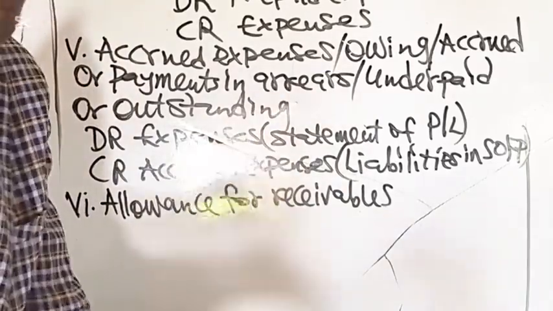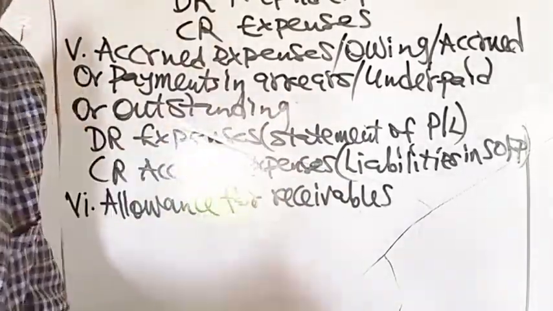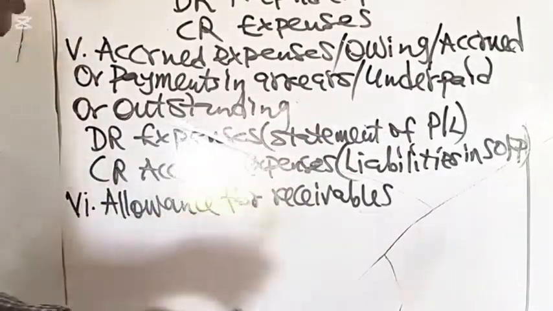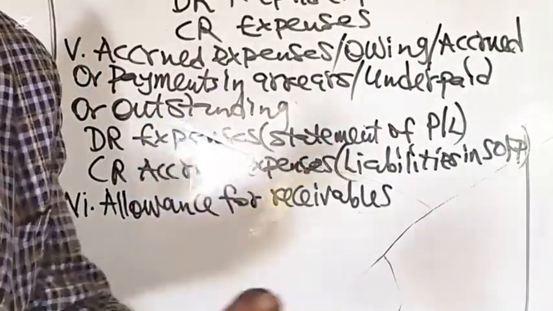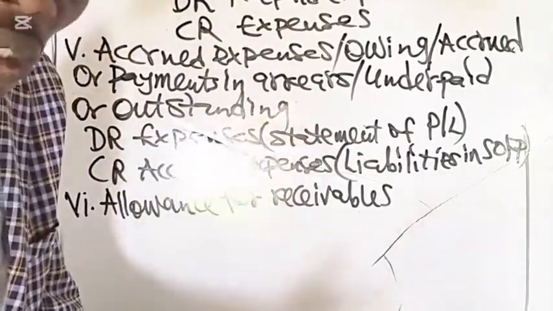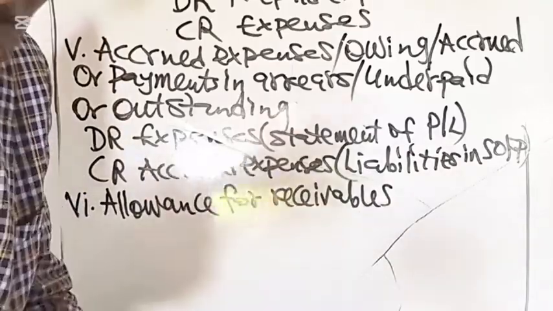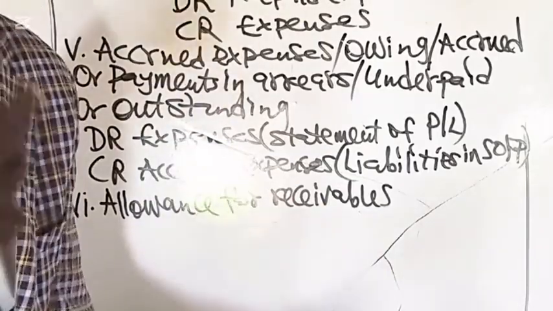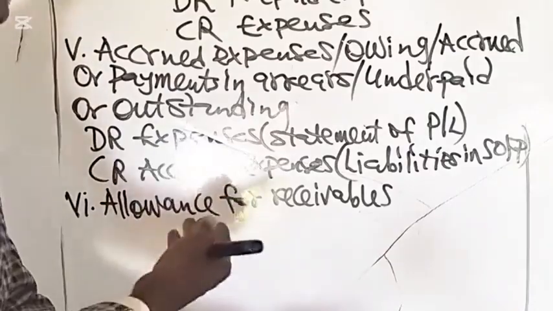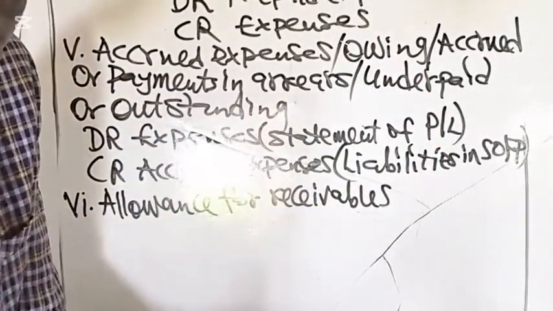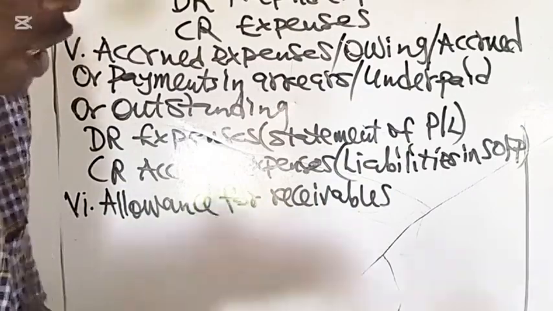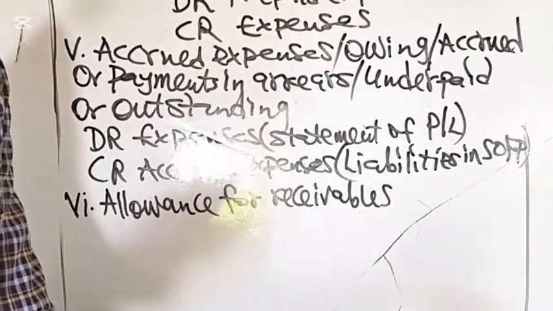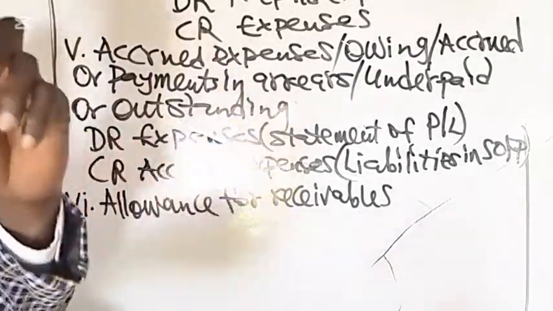But I will leave that for a separate video. I will examine accounting concepts and conventions in a separate video. That is why I won't say much about that. Allowance for receivables is an estimate amount of receivables that may not be recovered. That is known as allowance for receivables. Now, the allowance for receivables needs to be considered as a separate topic. But I just want to give you this clue.